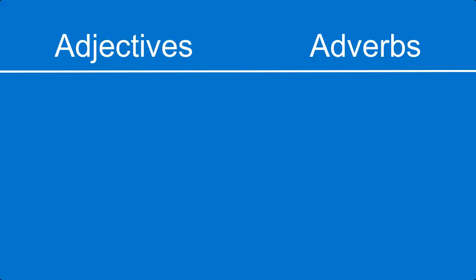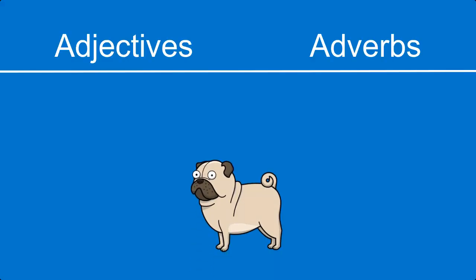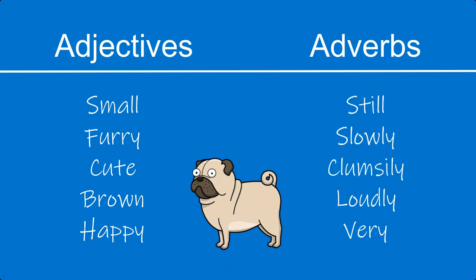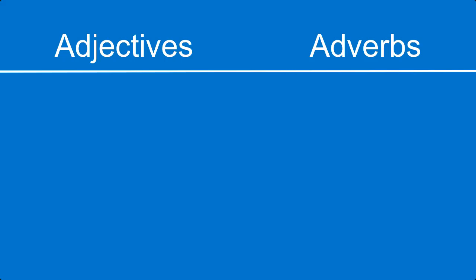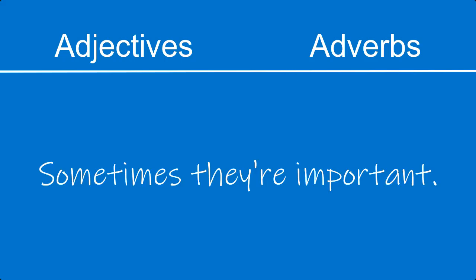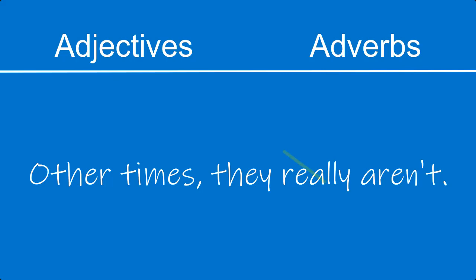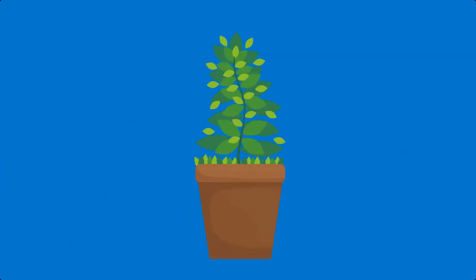Now let's look at adjectives and adverbs. Adjectives describe nouns, and adverbs describe action. Sometimes they're important, like the word important in this sentence. Other times they really aren't. See, really is not needed. Do a read-through and see which adjectives and adverbs make a difference, and which are just decorative.